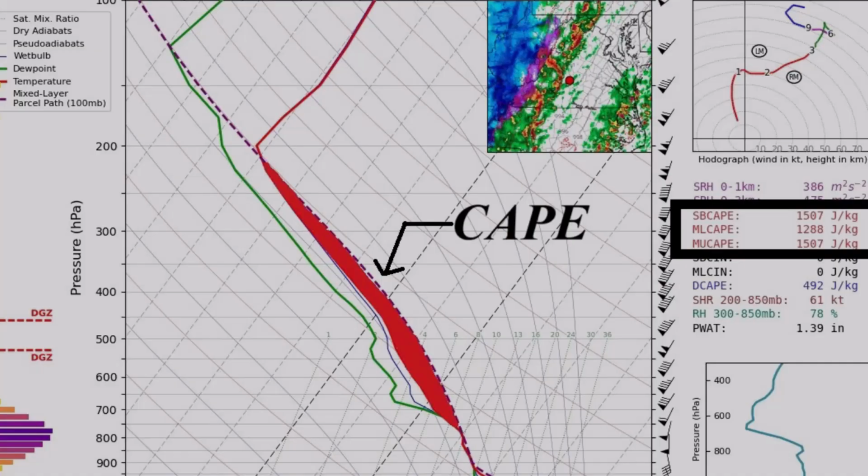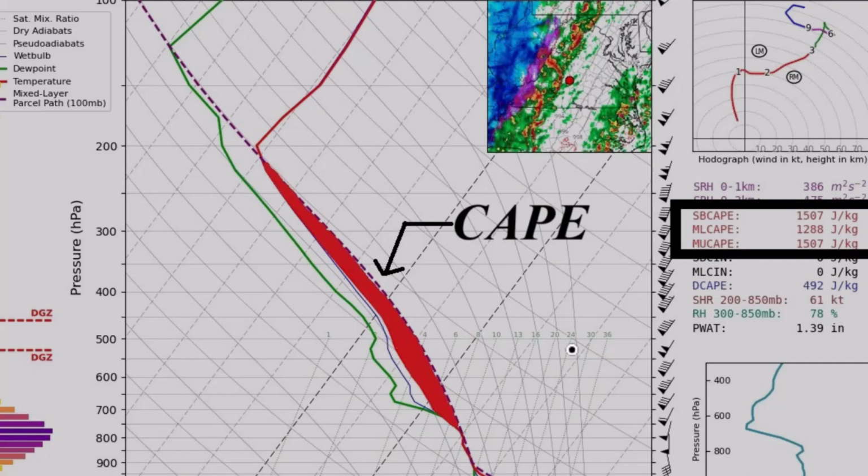Notice the black box that I have highlighted to the right, talking about CAPE at different levels in the atmosphere. And when you have values near 1,000 joules per kilogram, like we have in this instance, or higher, that's a lot of potential energy available to these thunderstorms as we move into the afternoon in central Virginia.